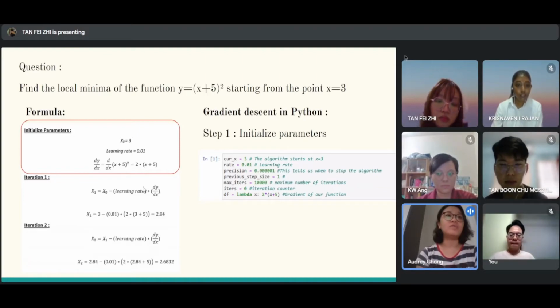So the following iteration 2 will also do the same step, taking the previous iteration result and minus the learning rate times the function.